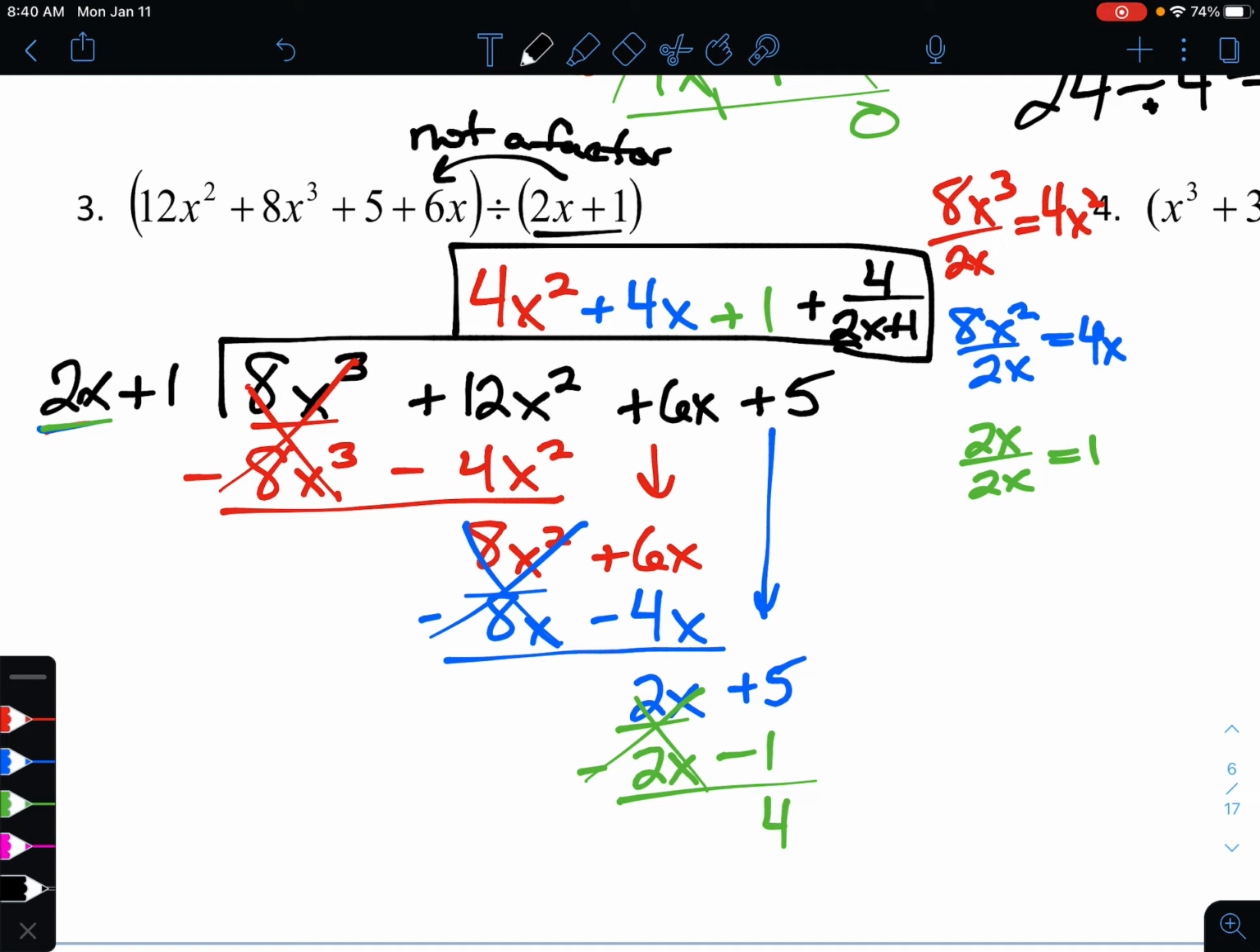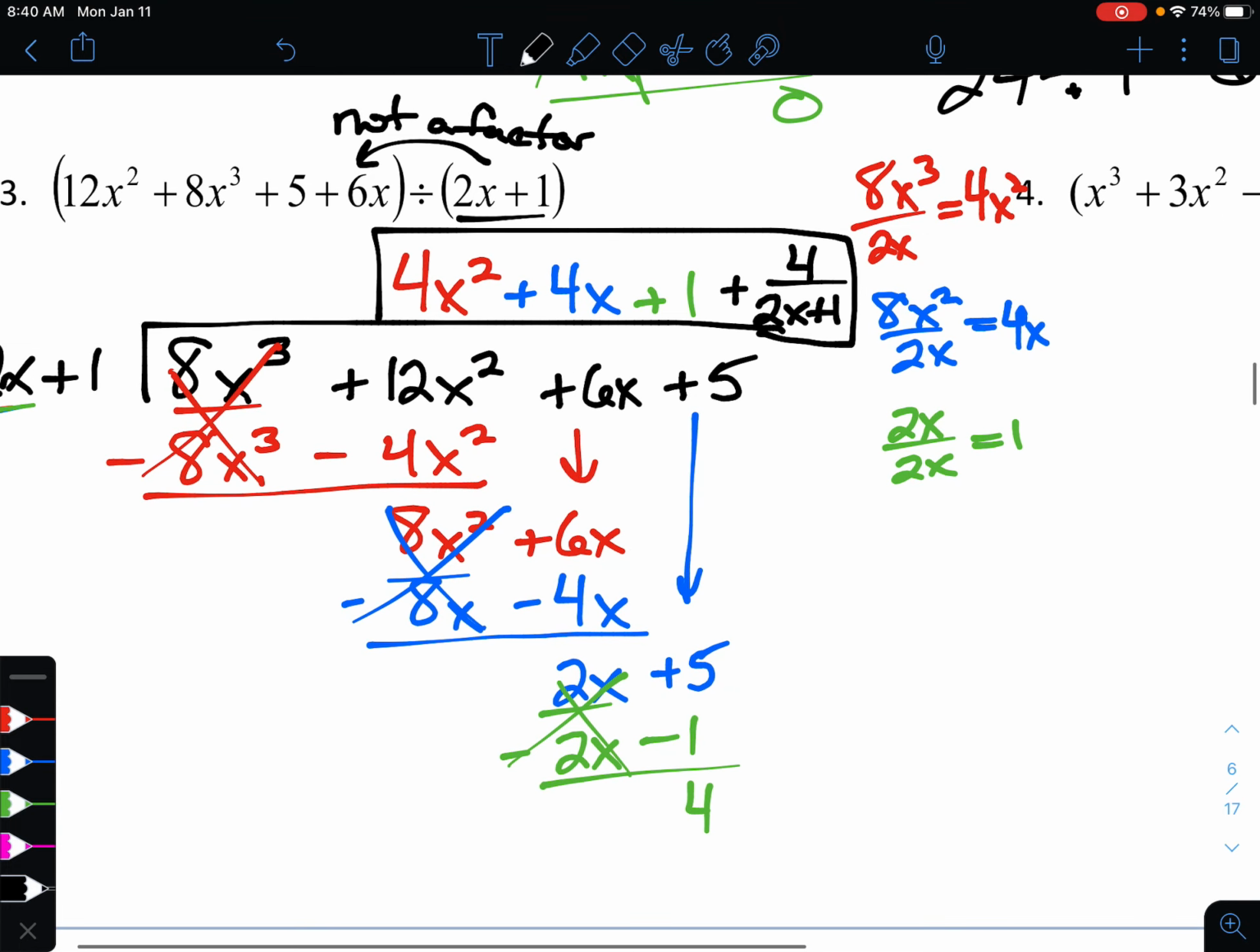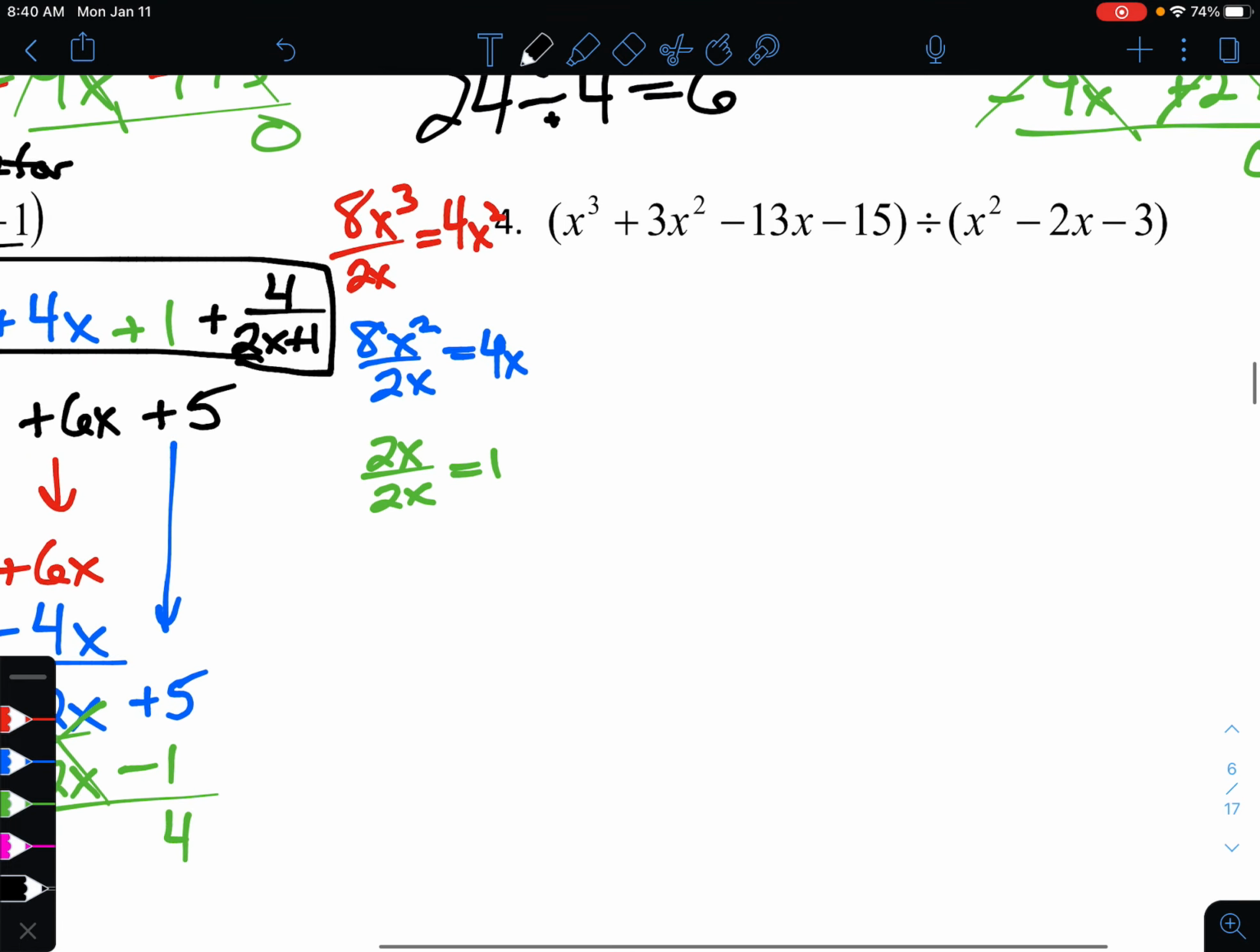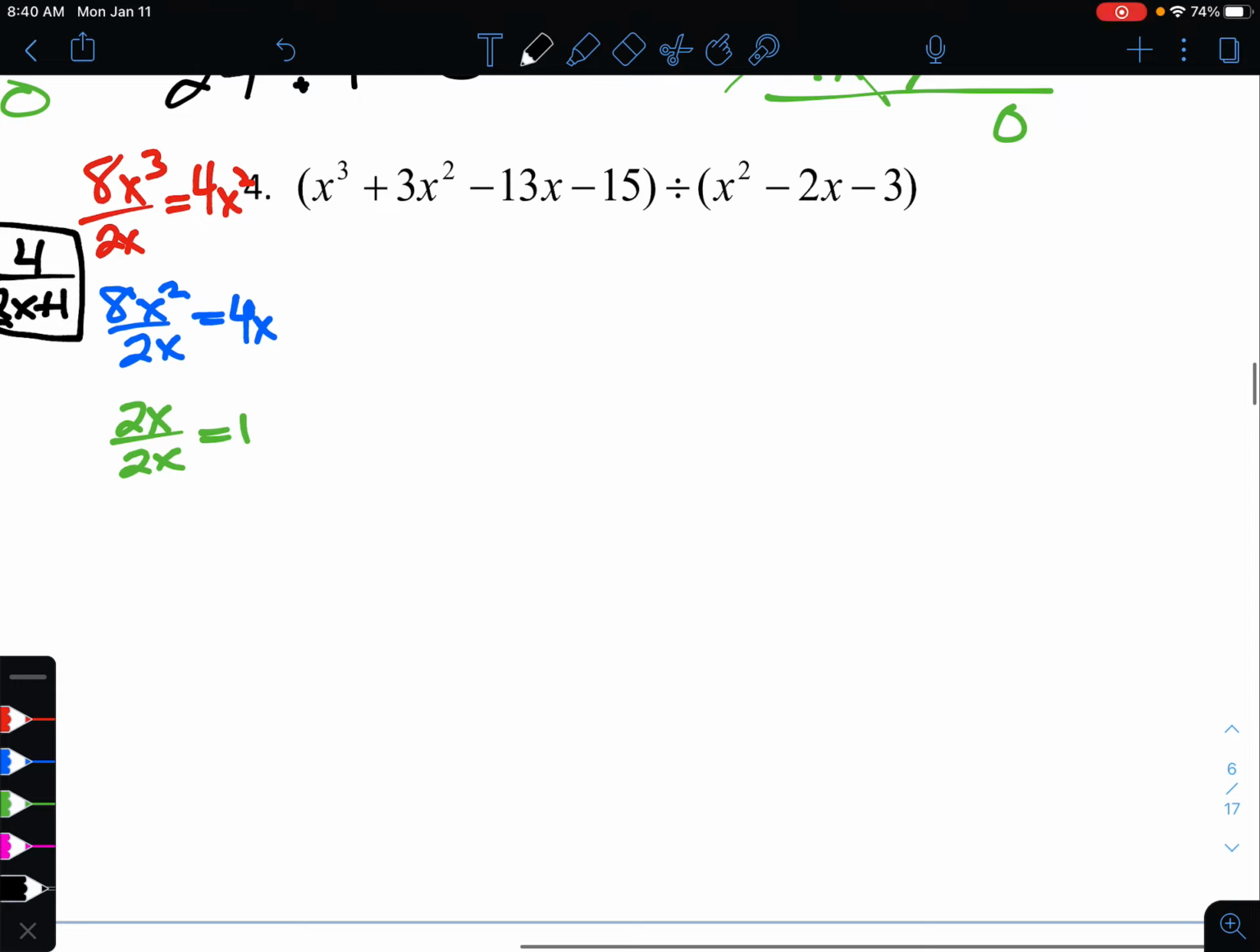Okay. Let's take a look at one last example, and that should be it for long division. So we've got x cubed plus 3x squared minus 13x minus 15. And this time we're dividing by something that's not linear. We're dividing by x squared minus 2x minus 3. So let's go ahead and set this one up.